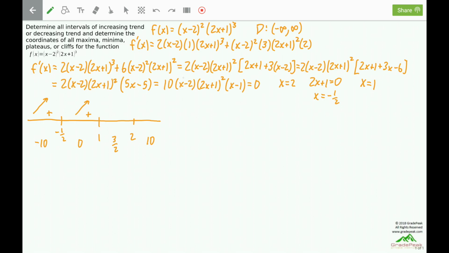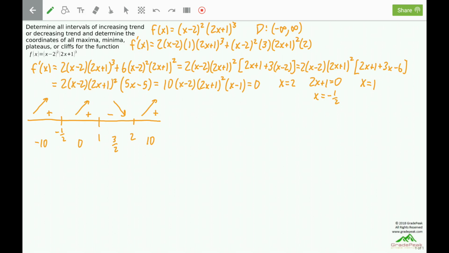We can now plug 3/2 in. 3/2 is greater than 1 and less than 2. So 3/2 minus 2 will be a negative. 3/2 minus 1 will be a positive. A negative times a positive is a negative. So we have a negative first derivative, which corresponds to a decreasing trend. And then plugging 10 in to the only two that matter. 10 minus 2 is positive. 10 minus 1 is positive. Positive times positive is positive. There's a positive first derivative in this interval, which corresponds to an increasing trend.